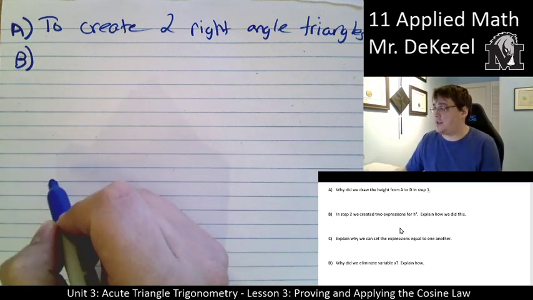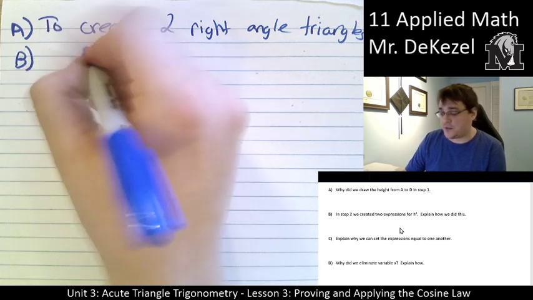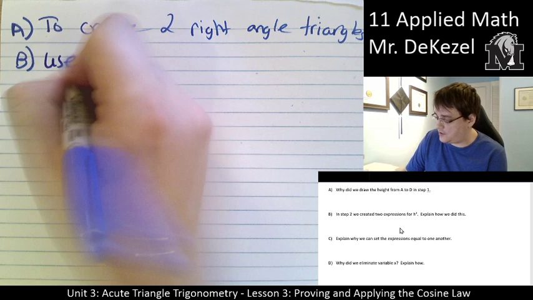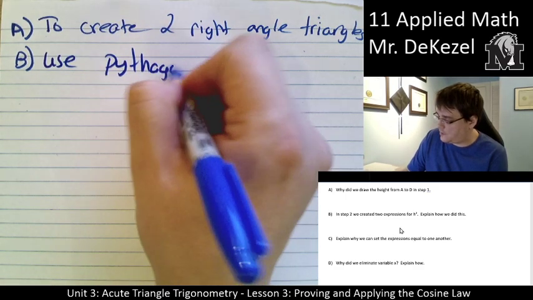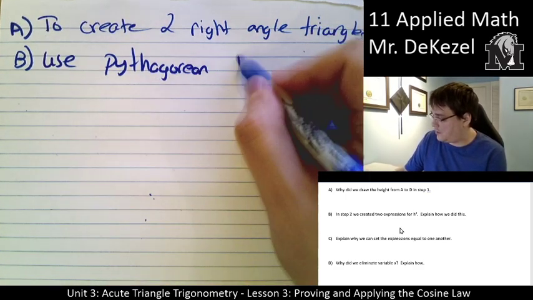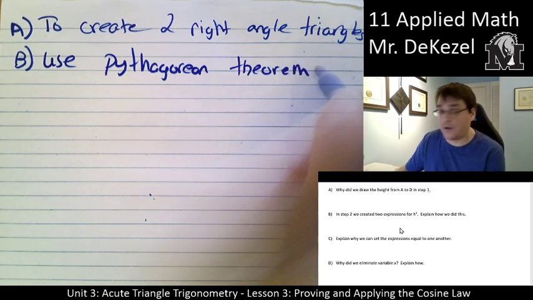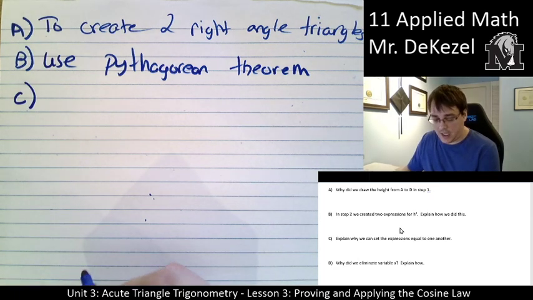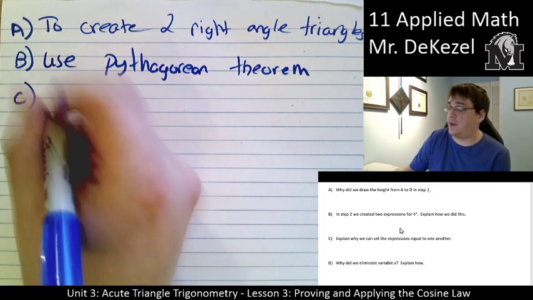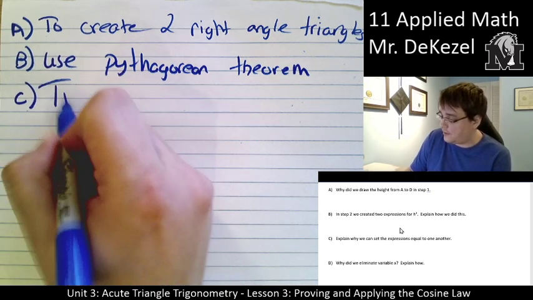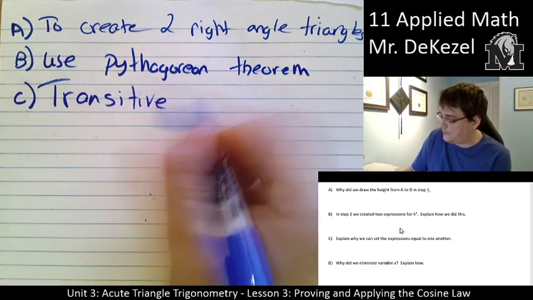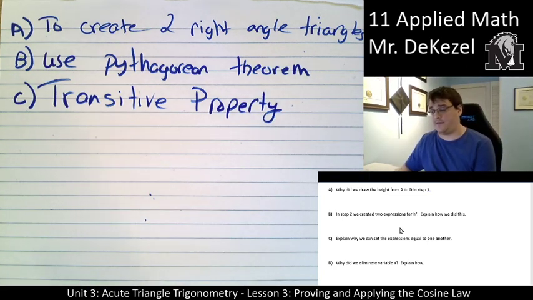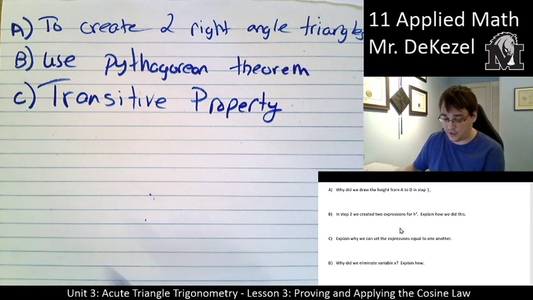Why did we explain how we did this? Well, we used Pythagorean theorem for both sides of the triangle. For C, explain why we can set the expressions equal to one another. This is my favorite one, the transitive property. Because of the transitive property, if two things equal the same thing, they must equal each other.